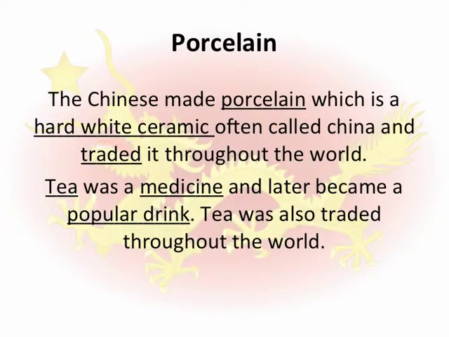Porcelain in China was huge. The Chinese made porcelain, which was a hard white ceramic, often called china, and they traded it throughout the world. In addition, tea was used as a medicine and later became a popular drink. The tea usually was served in porcelain. And again, the tea was also traded throughout the world.